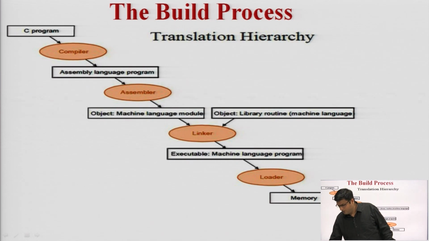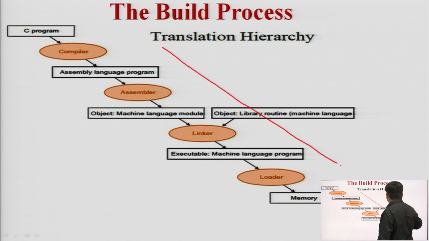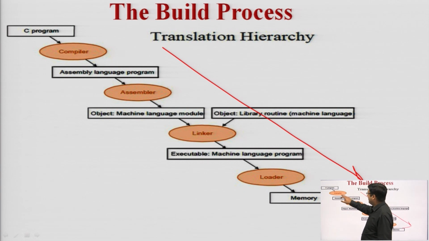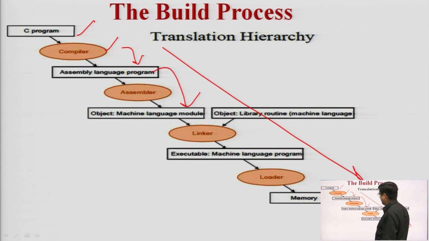So these are the build process, starting from the compiler. What a compiler will do is convert the C program into an assembly language program. And the assembler will convert the assembly language program into a machine language program. What the linker will do is take the machine language produced by the assembler and link it further into a machine language program that can be executed.